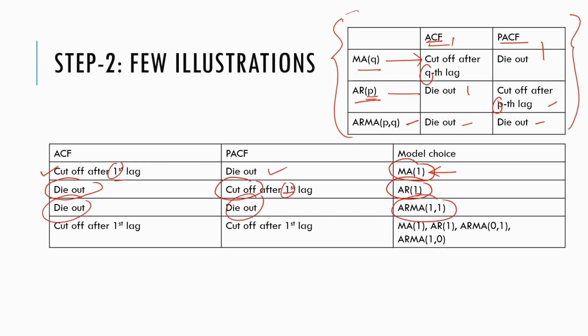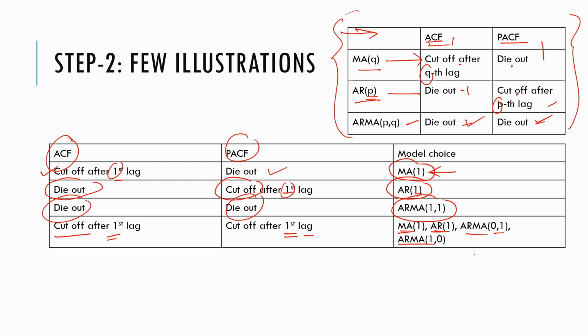And suppose both are dying out, you know this is ARMA 1-1. But suppose something contradictory happens, for example, cutoff in first lag and cutoff in first lag in both ACF and PACF. We have not discussed this here. Either we are discussing both dying outs, or die out and cutoff, or cutoff and die out, but both cutoffs we have not discussed. So if such a situation arises, where you find that there is a contradiction based on this table, it is better to take both the alternatives. For example, you take MA1 or AR1. That means ARMA 01 and ARMA 10.